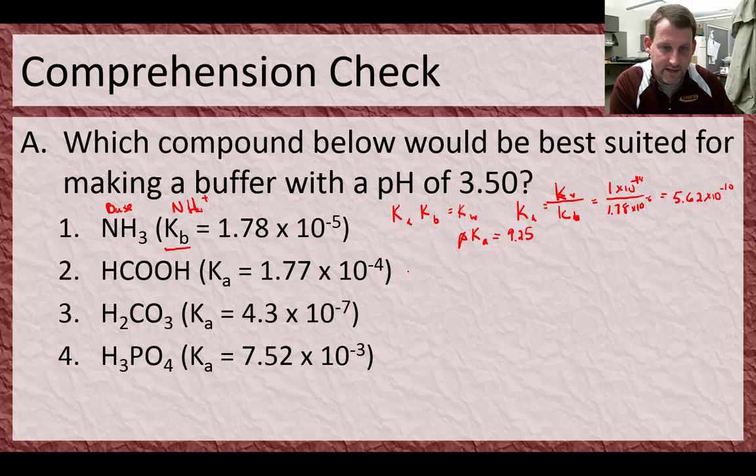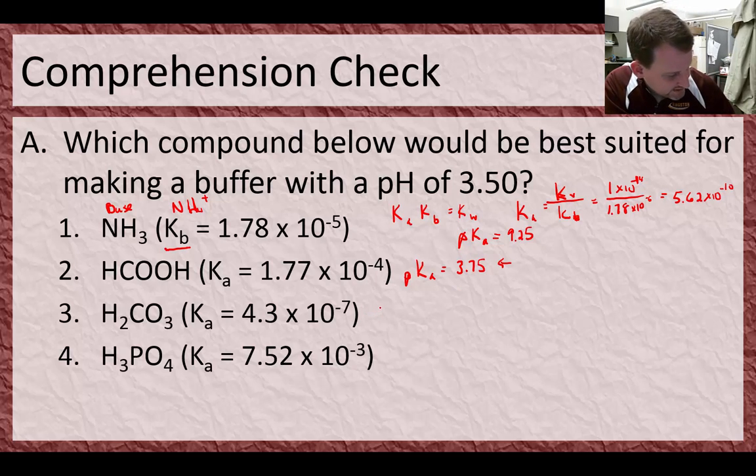This one, we do the pKa, we take the negative log of this number, we get 3.75. So we're like, ooh, that's a pretty good candidate. Although 3.75 to 3.5 is a pretty decent little jump. It might be hard to do.